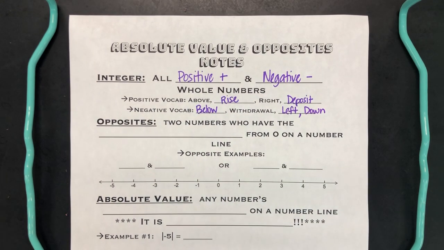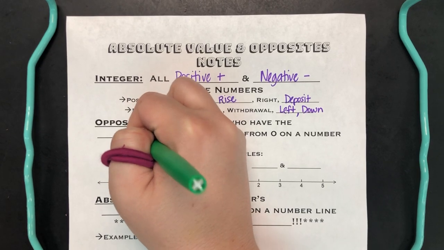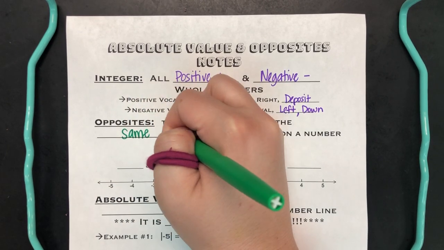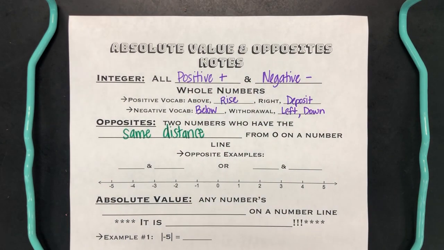All right, and then opposites. Opposites are two numbers who have the same distance from 0 on a number line. The same distance from 0 on a number line.